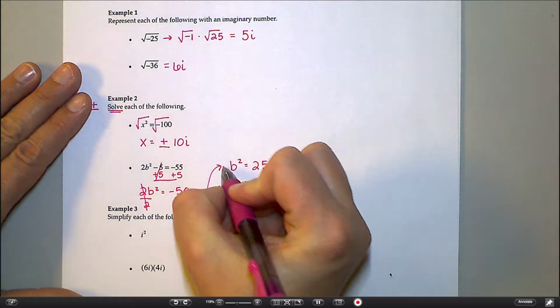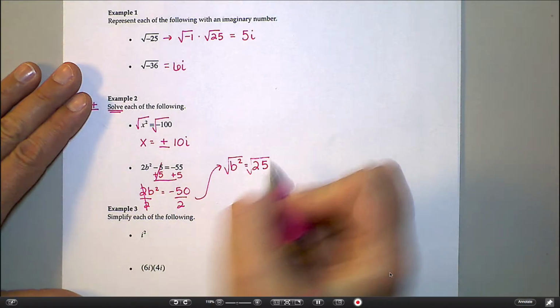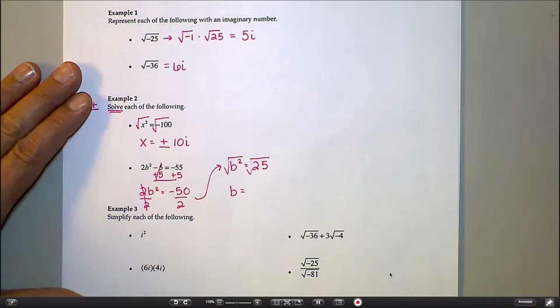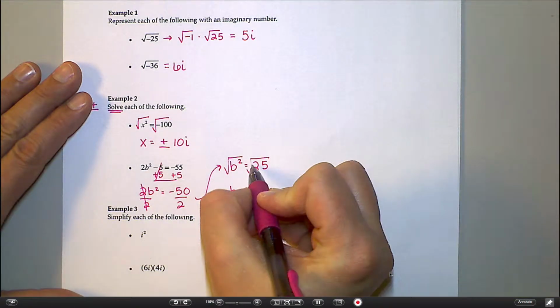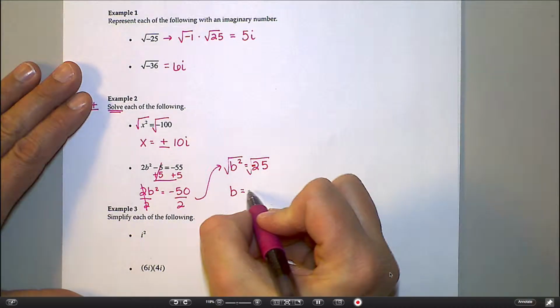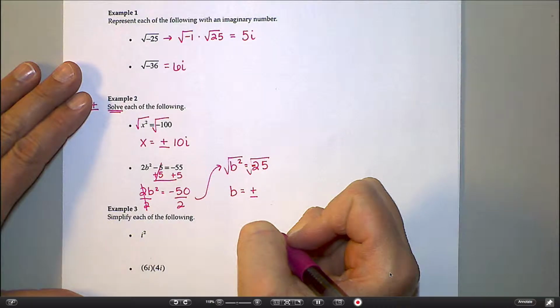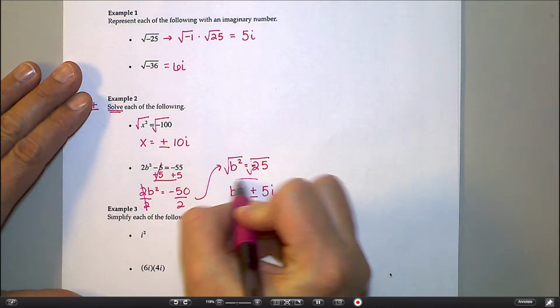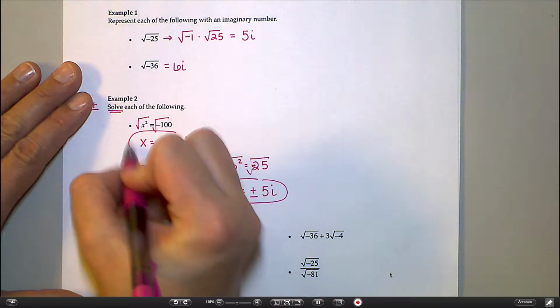Square root. And I'm going to end up with b equals, plus or minus, oh, sorry, that's a negative 25. Just caught that. Yeah, negative 50 over 2, negative 25. So plus or minus, I'm sorry, 5i. Good. Okay, there you go.